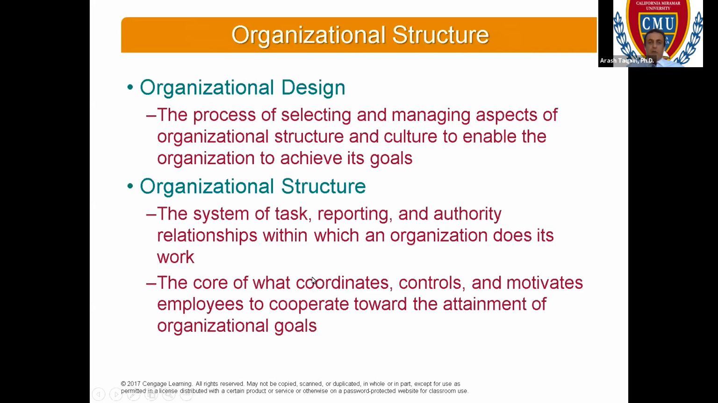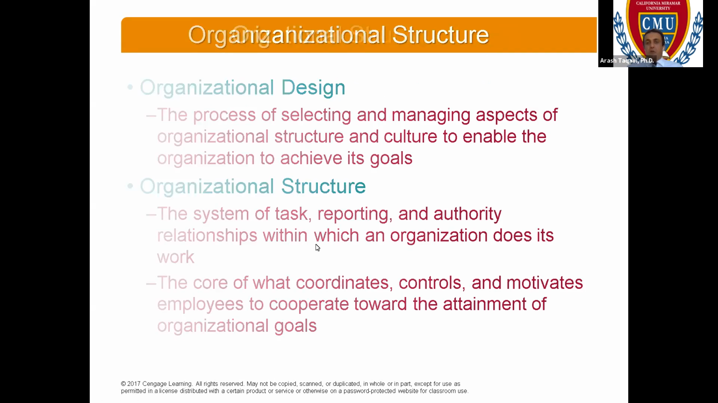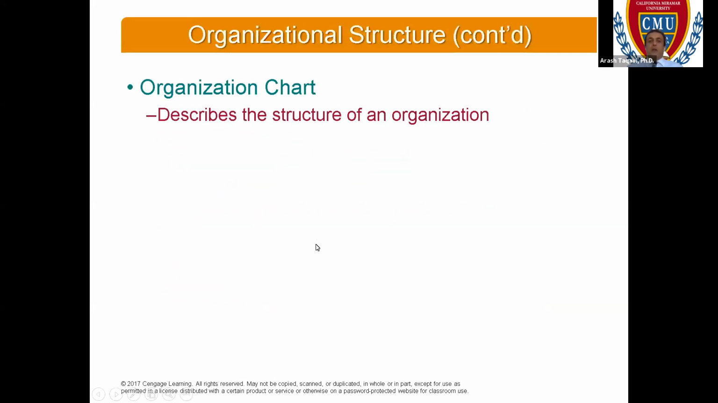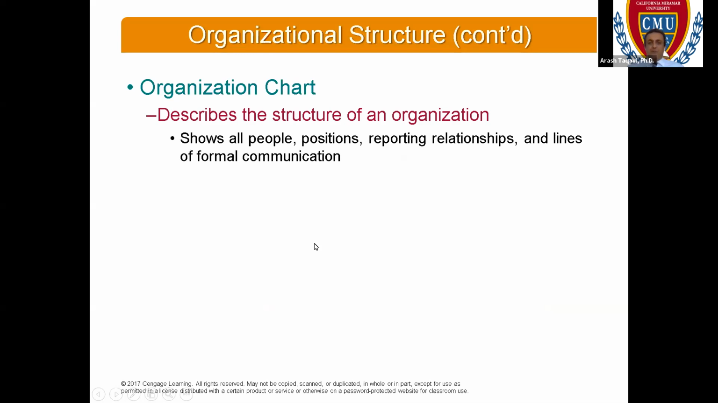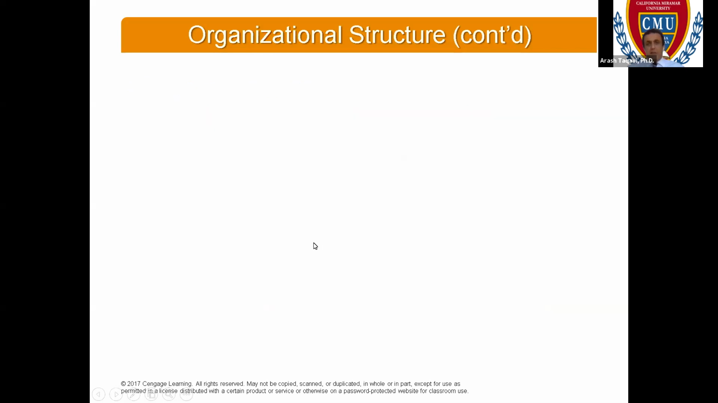We review the data. Before that, organizational structure is the system of task, reporting and authority between the different parts of the organization, and also coordination, control, and motivation between the employees for the attainment of the organizational goals. And after that, we talked about the organizational chart, the structure of an organization: people, positions, reporting relationships, lines, and other things.